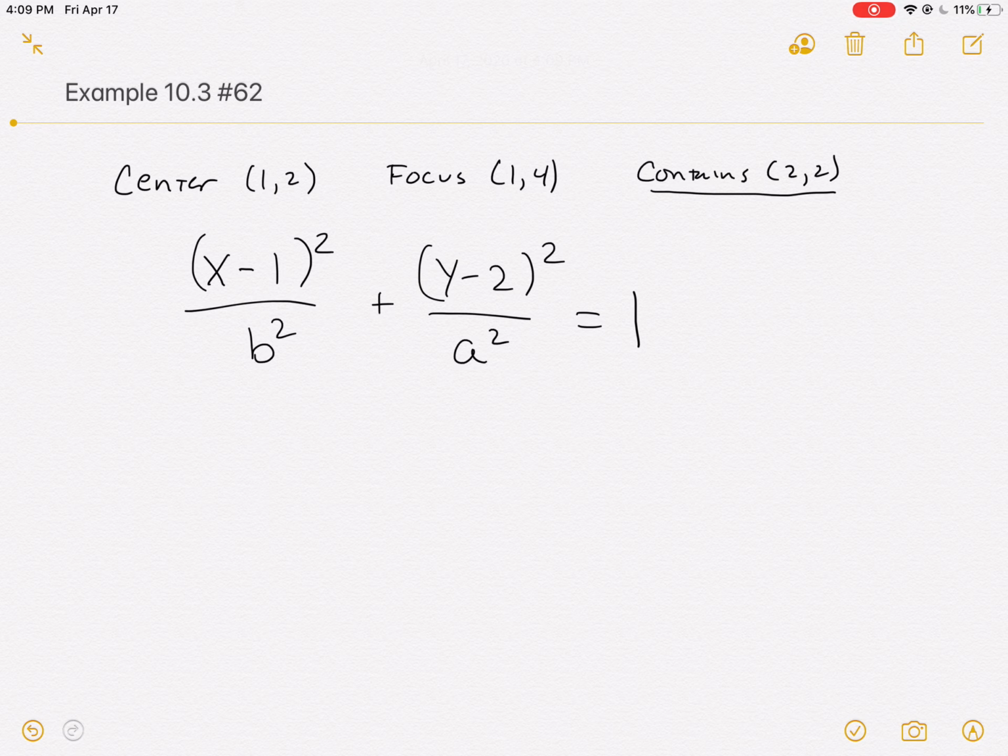I know that (2, 2) is on the curve. That's not a random point. Let's draw a picture of what's going on here.